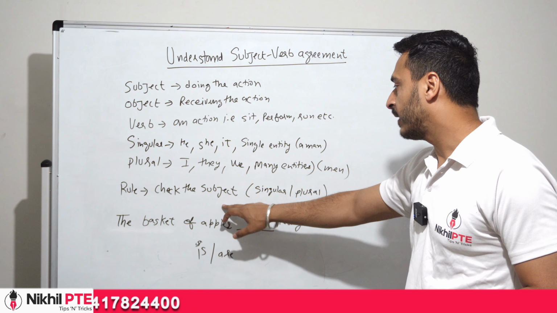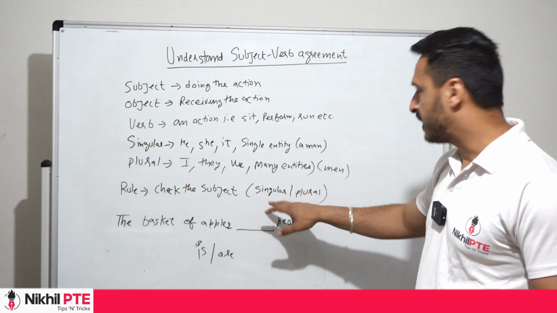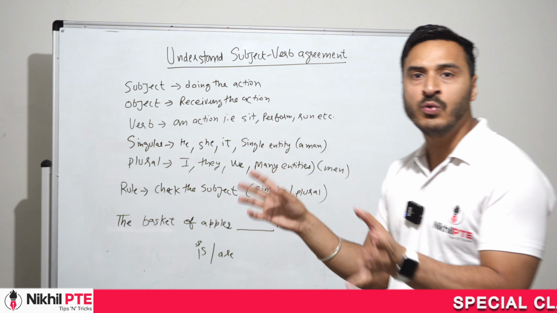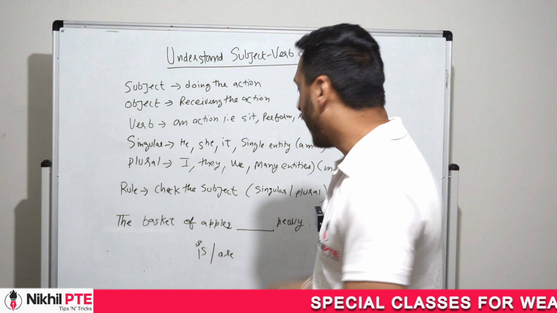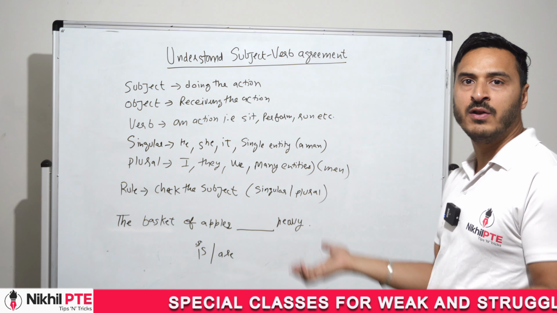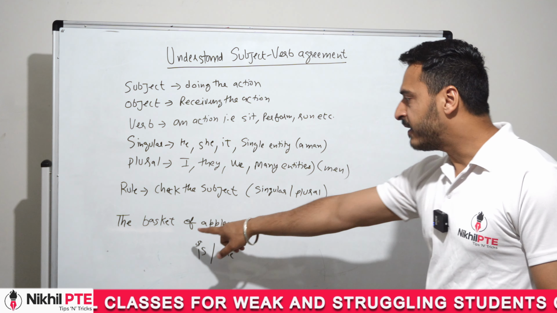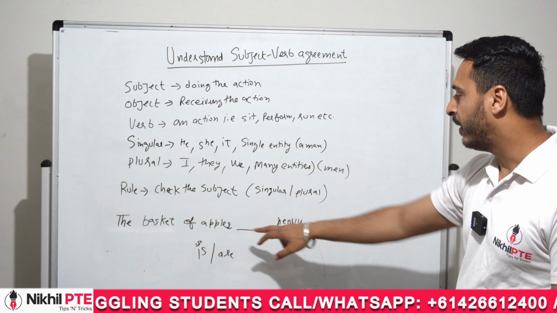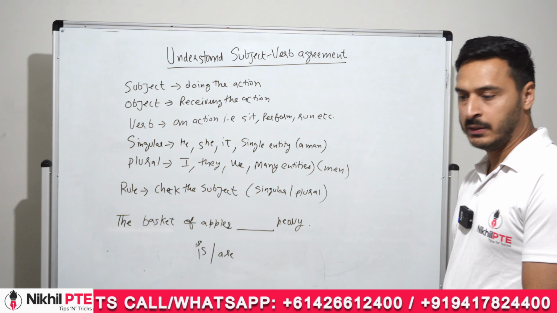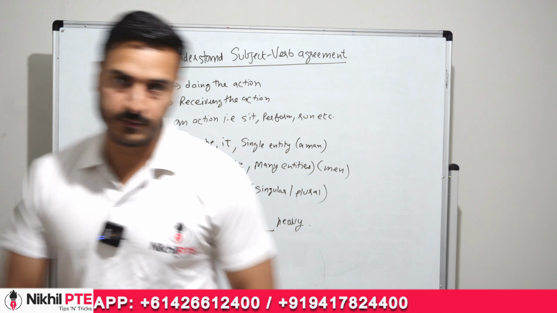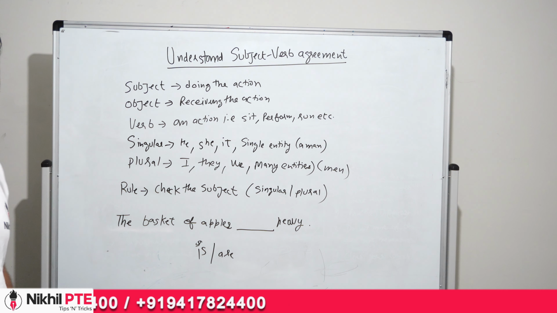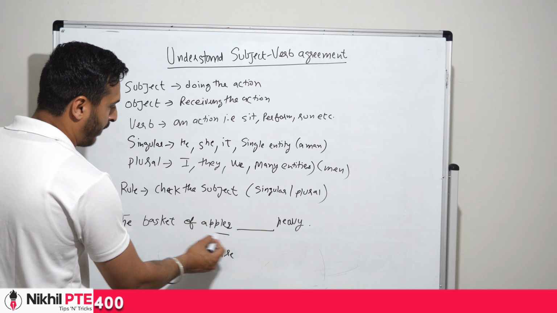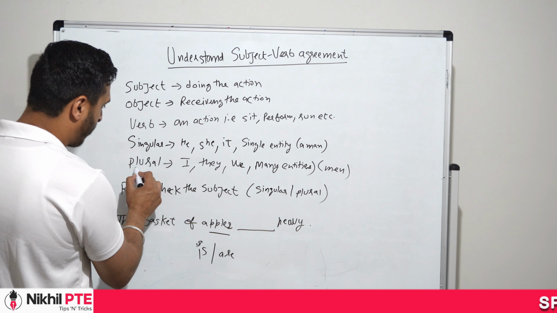Check the subject. If the subject is singular, we will use our verb accordingly. If plural, we will use it accordingly. So here is an example in front of you: The basket of apples is heavy. So what is the subject here? Tell me your right answer. Here we are talking about apples. Apples are plural.